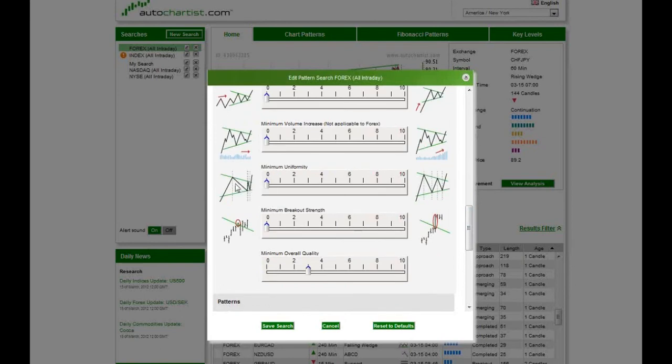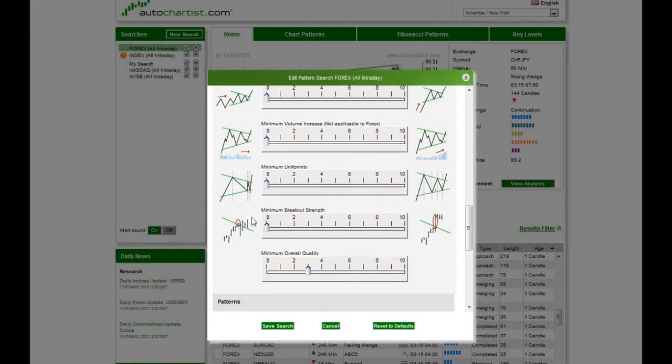Uniformity is really how evenly spaced are the touching points between support and resistance. So you can see in this example on the left, very poorly spaced out, so that's very low uniformity. On the right-hand side, the icon shows very, very strong uniformity, very evenly spaced touching points.